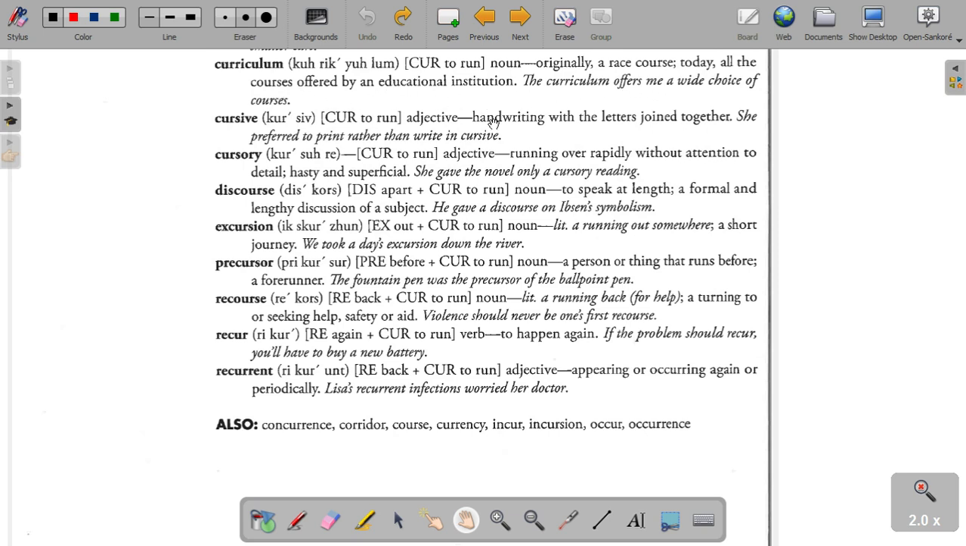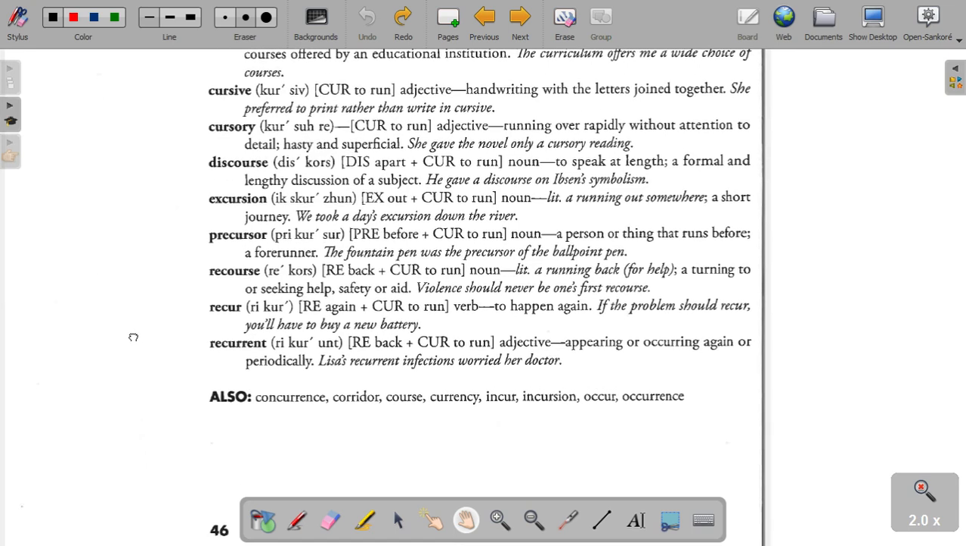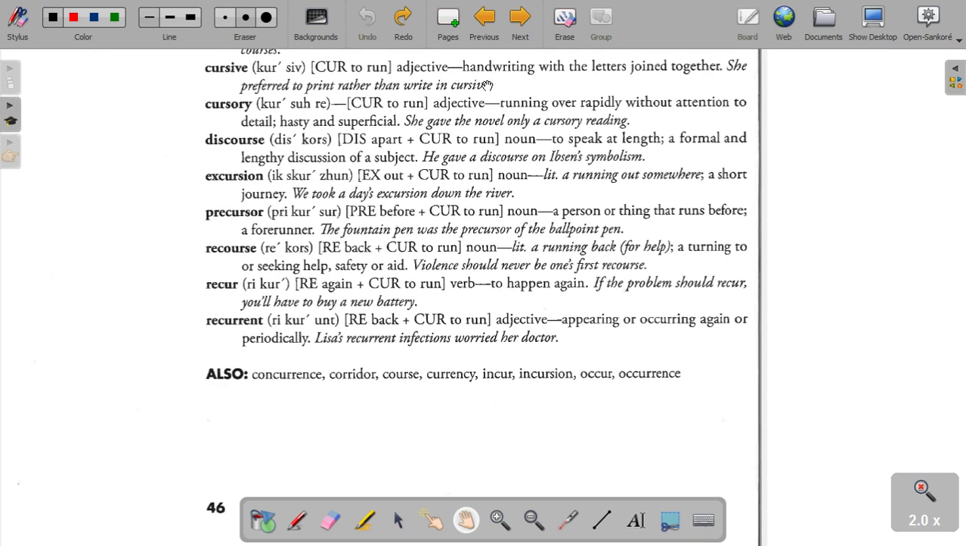So the curriculum offers me a wide choice of courses. The curriculum for this class, for example, I choose myself, but a lot of times in your schools, your teachers have a curriculum that they have to use. They don't have a choice. And then cursive, I kind of previewed this last week, but cursive basically just means handwriting where the letters are joined together. So she preferred to print rather than write in cursive.